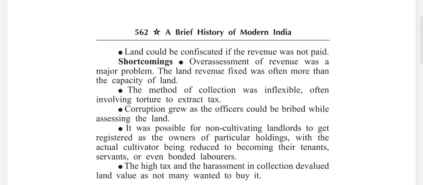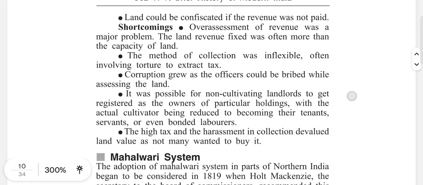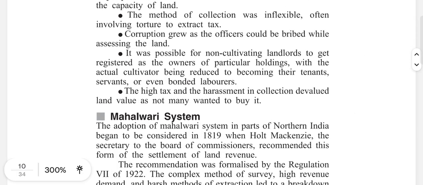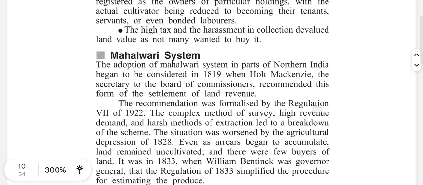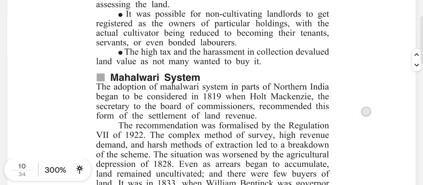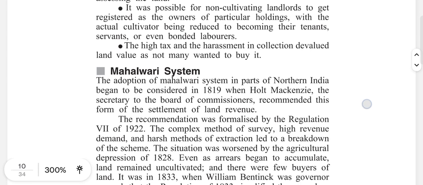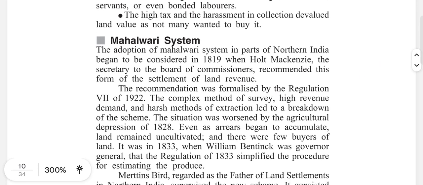Mahalwari system. The adoption of the Mahalwari system in parts of northern India began to be considered in 1819 when Holt Mackenzie, the secretary to the Board of Commissioners, recommended this form of the settlement of land revenue. The recommendation was formalized by the Regulation VII of 1822. The complex method of survey, high revenue demand, and harsh methods of extraction led to a breakdown of the scheme. The situation was worsened by the agricultural depression of 1828. Even as arrears began to accumulate, land remained uncultivated, and there were few buyers of land.